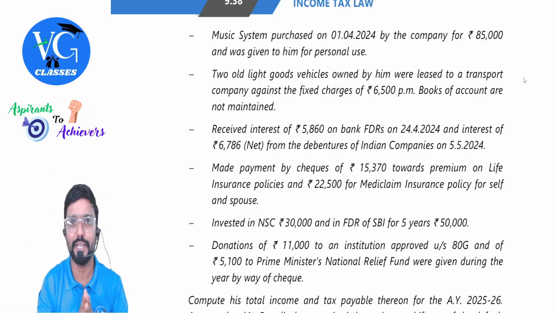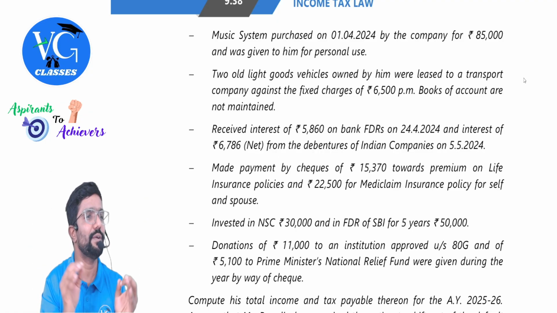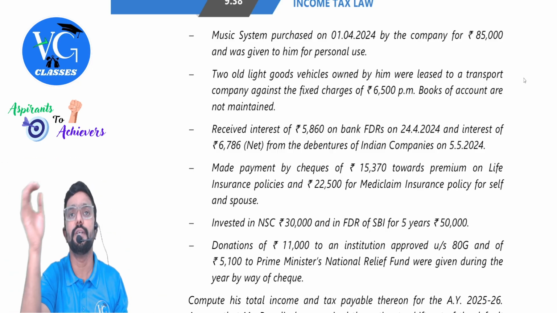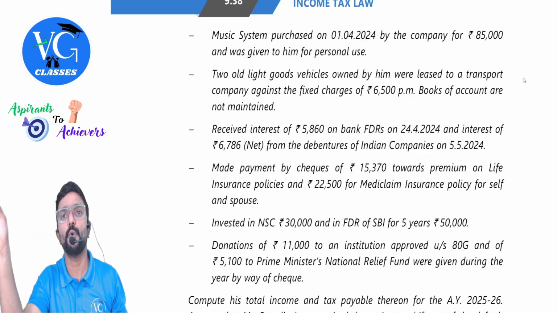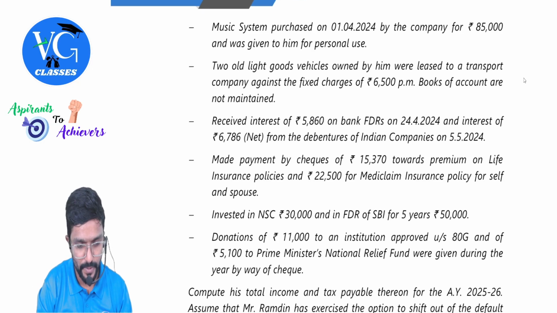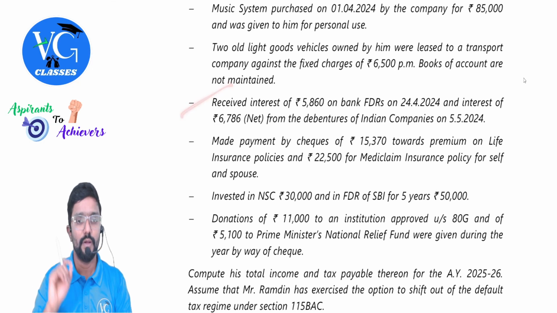I just explained little extra. For this, we need to consider income under section 44AE under the head PGBP. How much? 7,500 into two vehicles into 12 months. Got it?